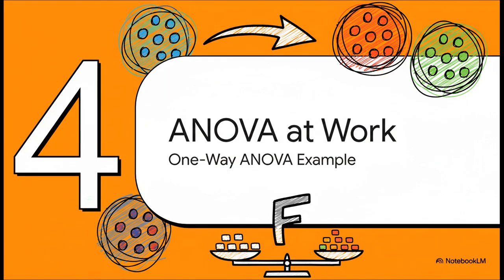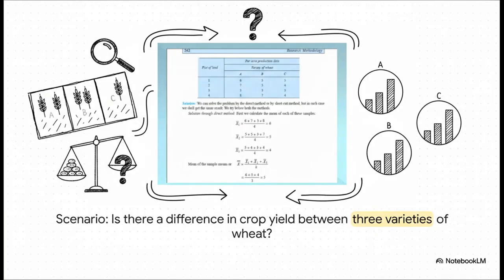Okay, enough theory. Let's make this real. We're going to walk through a classic example using the most common type of ANOVA, the one-way ANOVA. So picture this. A researcher wants to know if 3 different varieties of wheat produce different amounts of crop. They plant a bunch of plots for each one, variety A, B, and C, and then they measure the yield. The big question is, are the differences in those average yields actually meaningful, or could it just be a fluke?